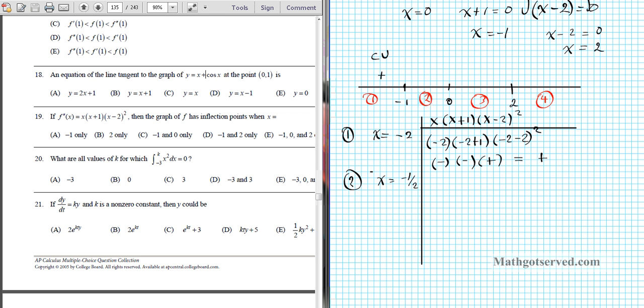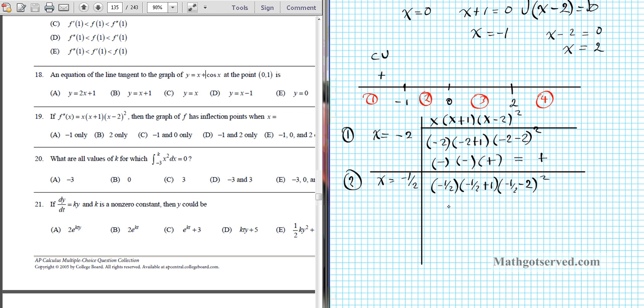I did the first one, and I'm going to do the next one, okay? Now let's plug in negative 1/2. Remember, all we care about is the sign. What's the sign of each quantity, and the final sign after multiplying the signs of each quantity. So plug it into that function. We're going to have negative 1/2 times negative 1/2 plus 1 times negative 1/2 minus 2 squared.